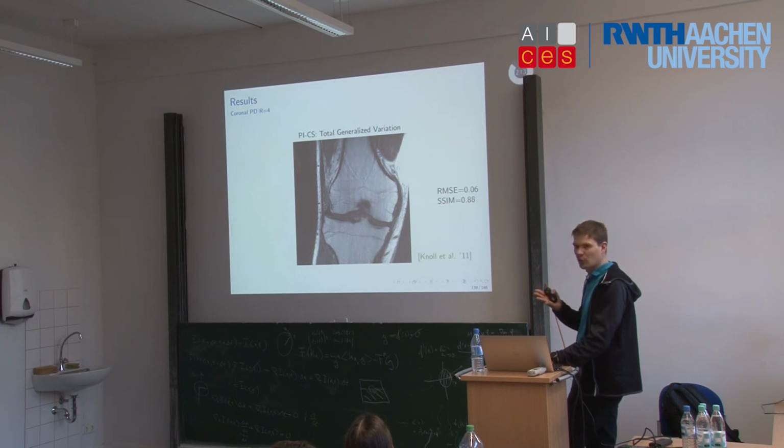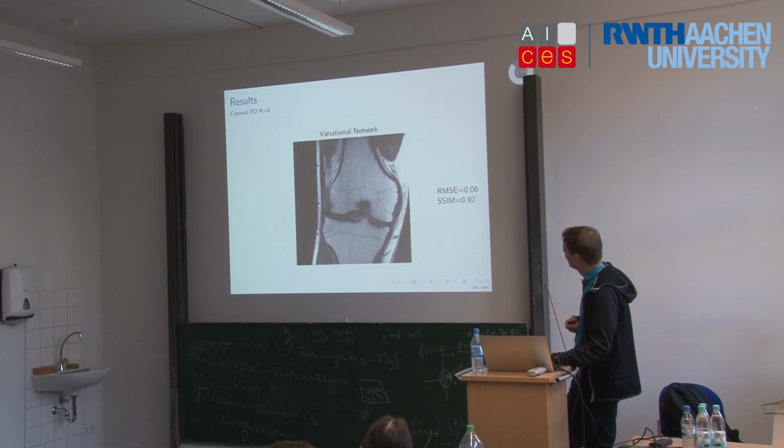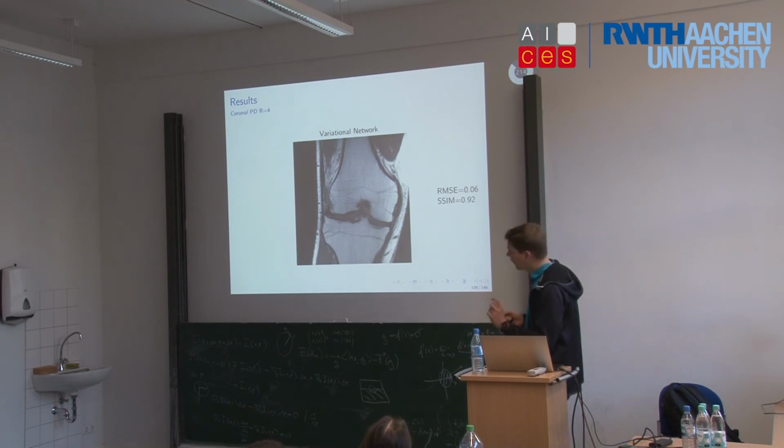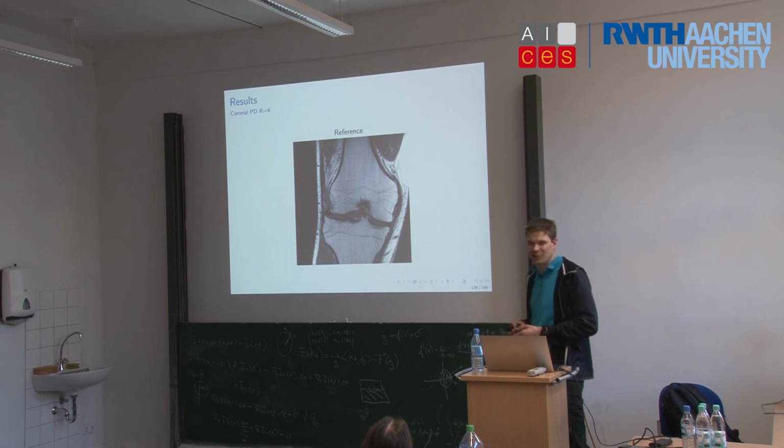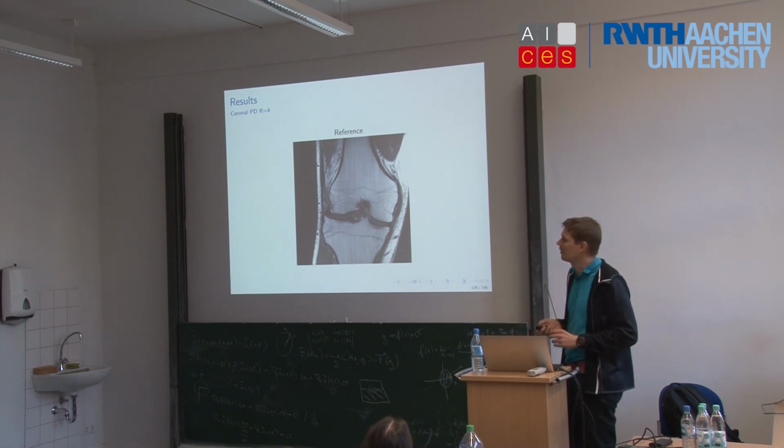This is when you use total generalized variation, or TGV. It gives you a very similar result. And this is what you get with this learned algorithm. So you see that it is much better. When you compare it to the fully sampled scan, you see you're still losing something. But of course, using less data, you cannot expect to get exactly the same quality.